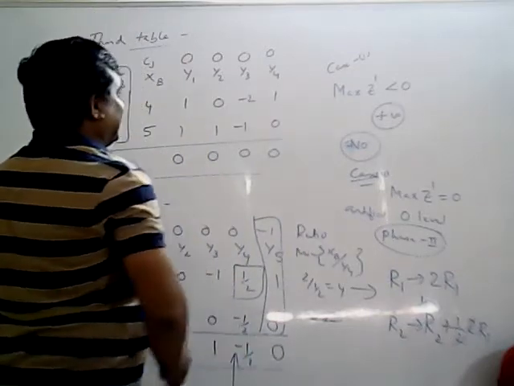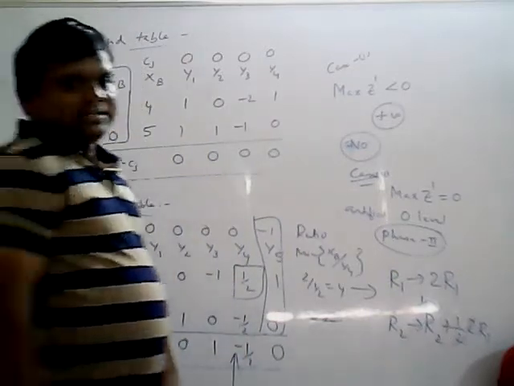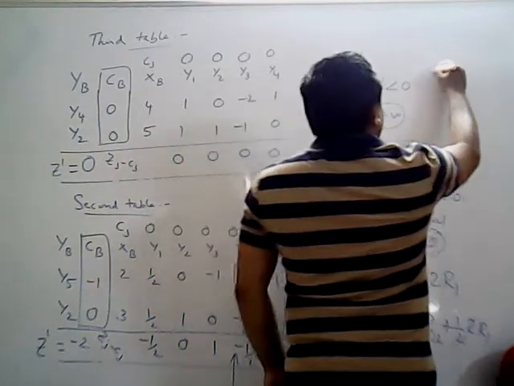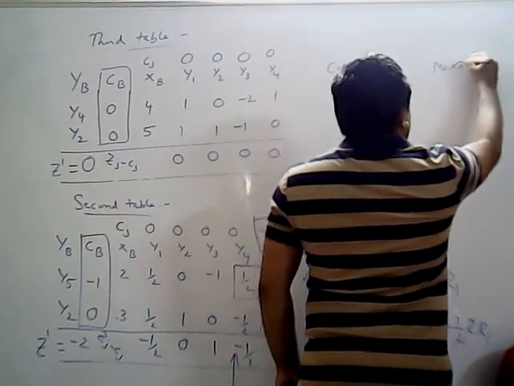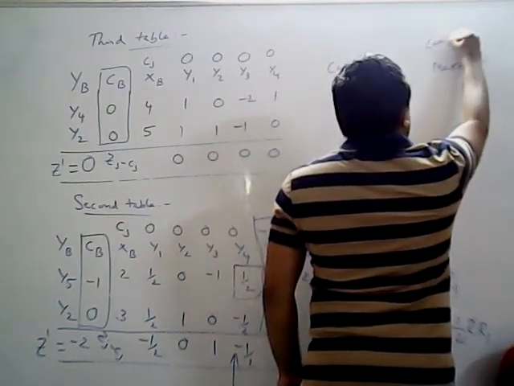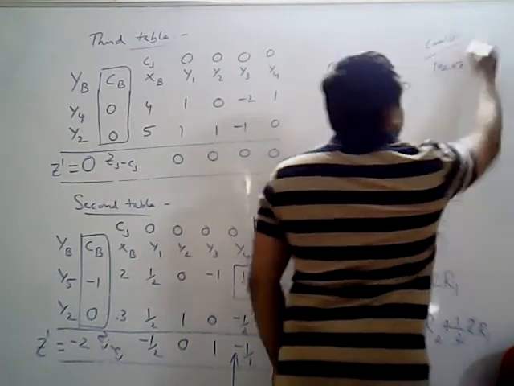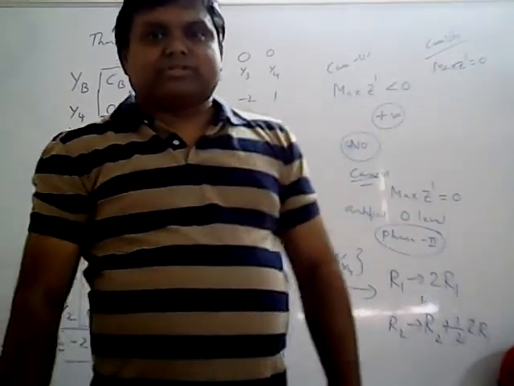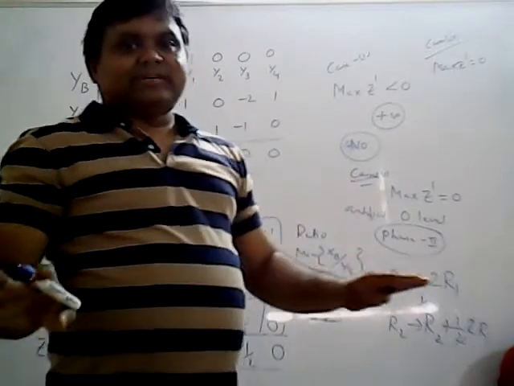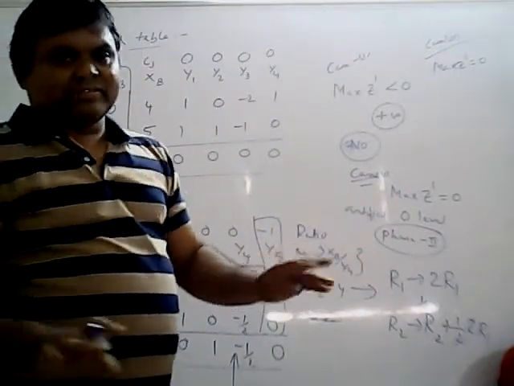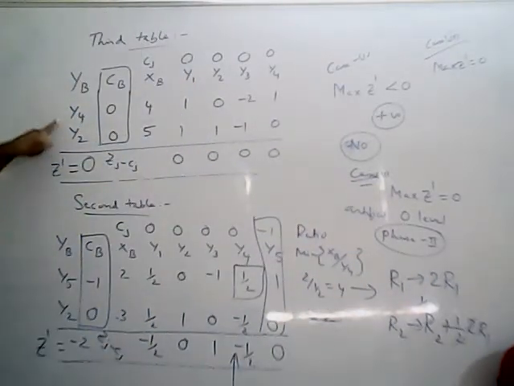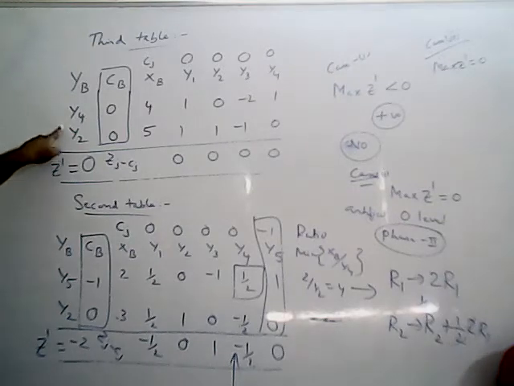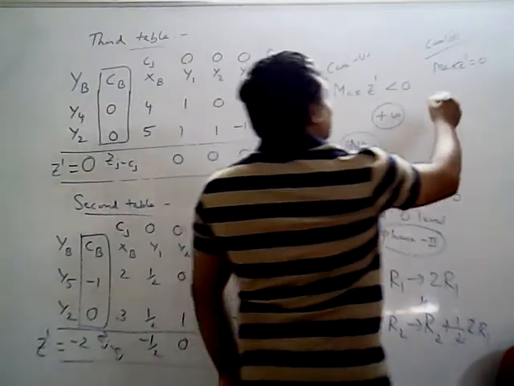Now the last case, case 3. Case 3 also same: maximum z dash equal to 0 and no artificial variable appears. Then also go to phase 2.